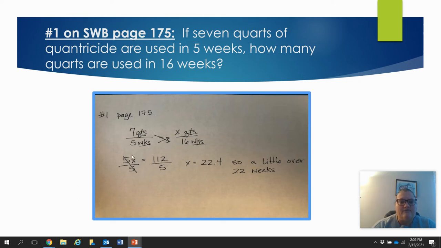So we get 5X equals, you take the 7 times the 16, and you get 112. So you have 5X equals 112. Now we need to get X by itself, so we divide by 5 over here.